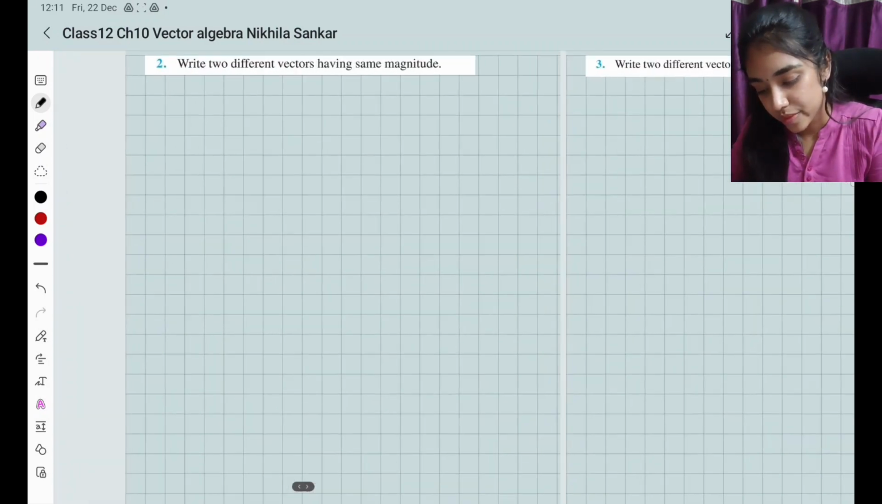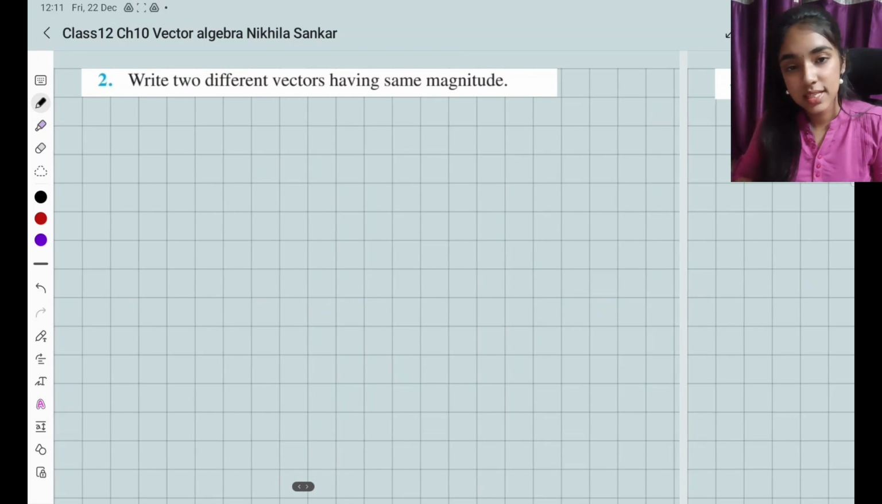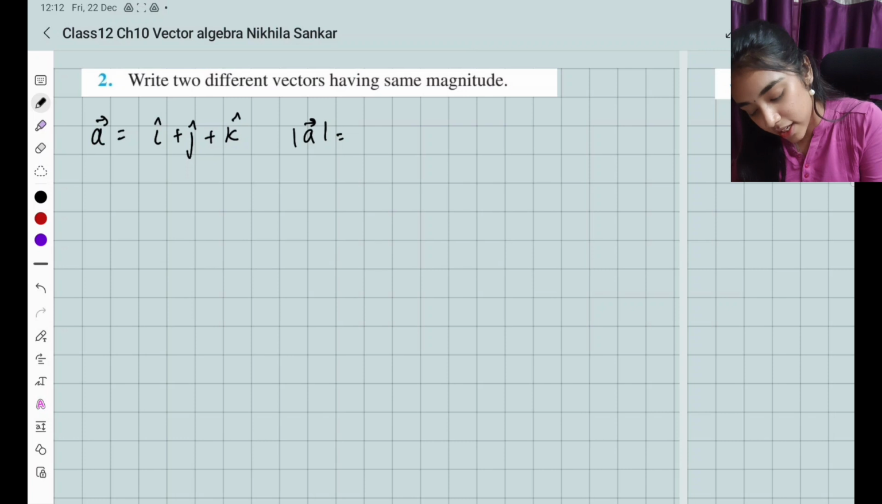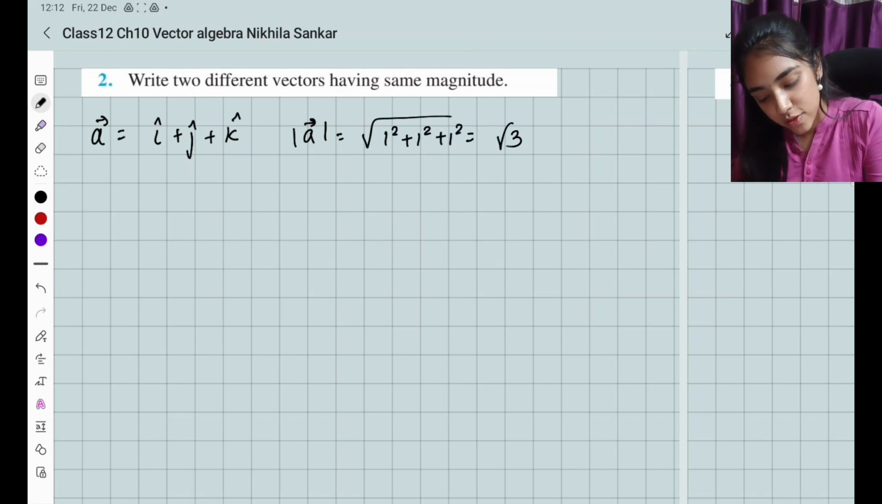Question number 2. Write two different vectors having the same magnitude. இப்போ ரெண்டு வெக்டருக்கும் ஒரே magnitude இருக்கணும்னா, let me take A to be I cap plus J cap plus K cap. இப்போ magnitude of A vector என்ன? Square root of 1 square plus 1 square plus 1 square, which is going to be root 3.